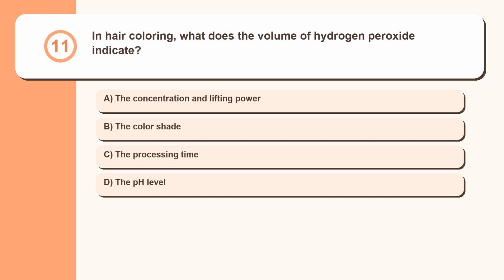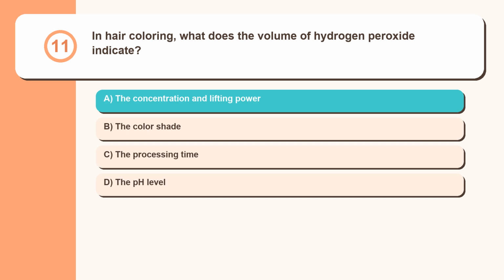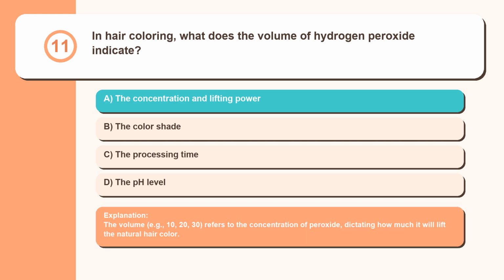Question 11. In hair coloring, what does the volume of hydrogen peroxide indicate? The concentration and lifting power, the color shade, the processing time, the pH level. The volume, for example 10, 20, 30, refers to the concentration of peroxide, dictating how much it will lift the natural hair color.